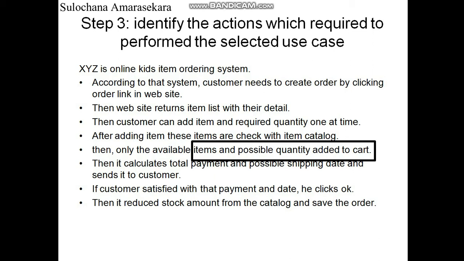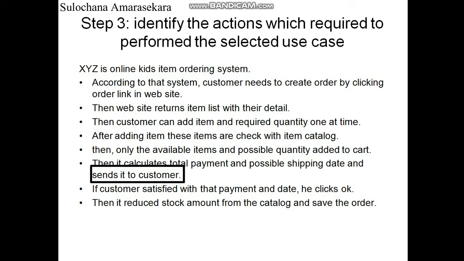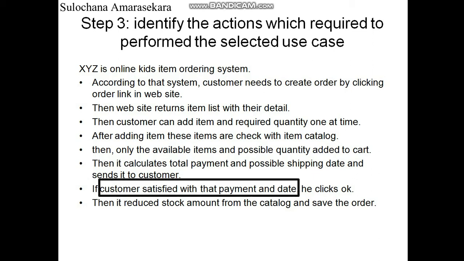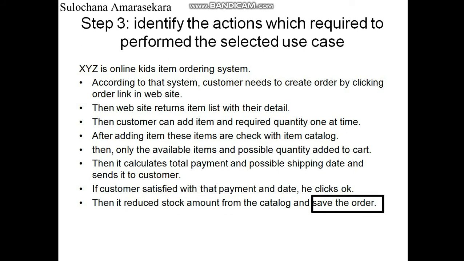The system adds that item to the cart, and it calculates the full payment and possible shipping date. Then that information is sent to the customer. The customer needs to confirm the order. After that, the system updates the current stock amount and item list. Finally, it saves the order information.